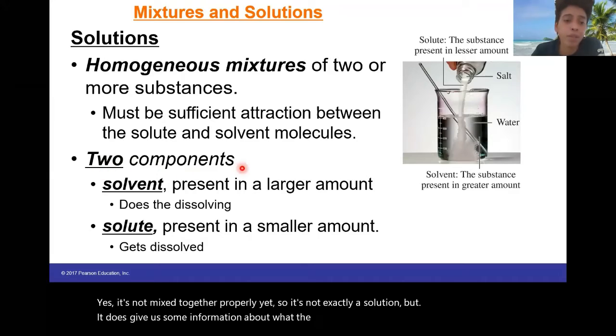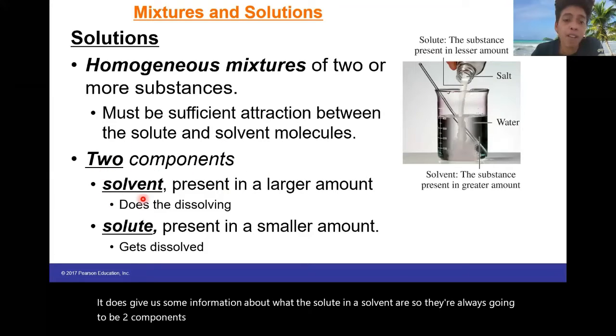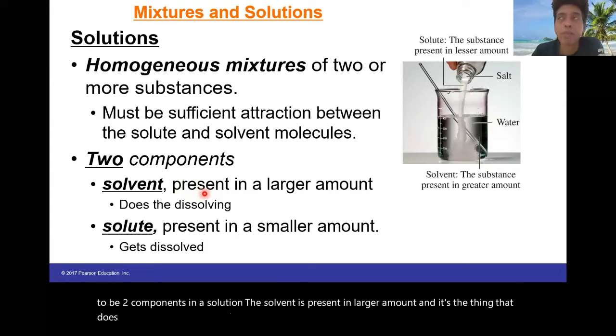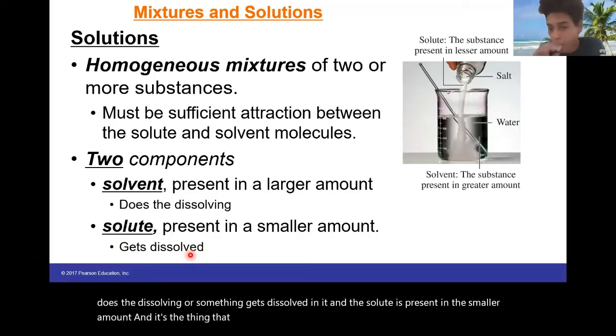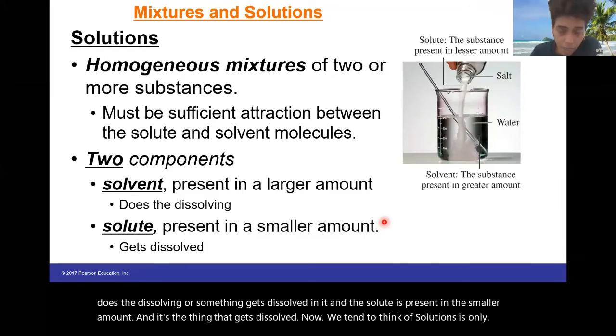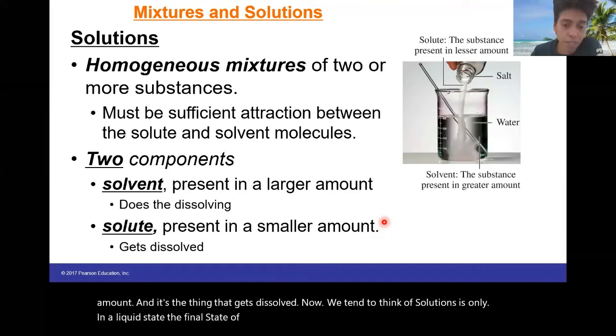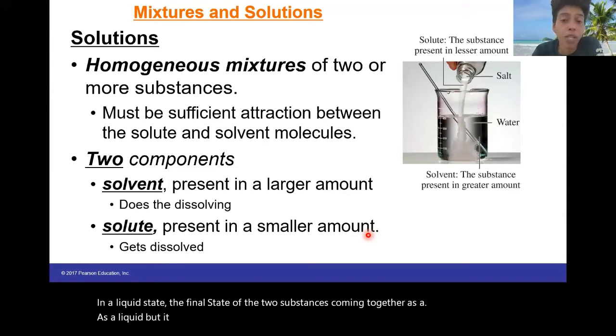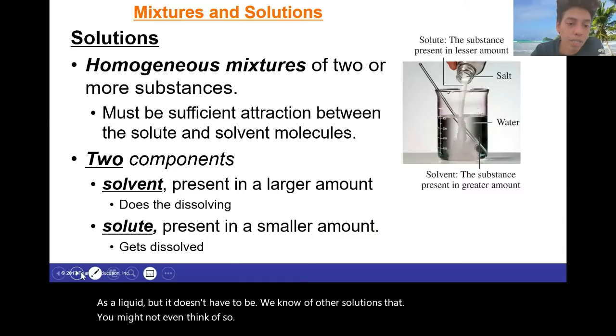So there are always going to be two components in a solution. The solvent is present in larger amount, and it's the thing that does the dissolving, in which something gets dissolved. And the solute is present in the smaller amount, and it's the thing that gets dissolved. Now, we tend to think of solutions as only in a liquid state, the final state of the two substances coming together as a liquid, but it doesn't have to be. We know of other solutions that you might not even think of. So let's see what's on the next slide.